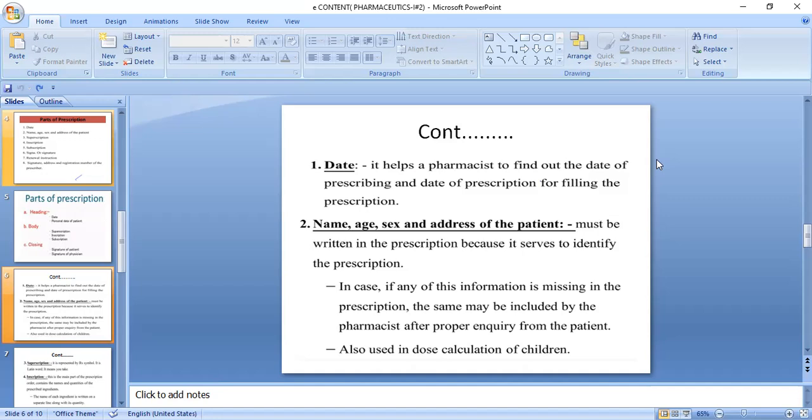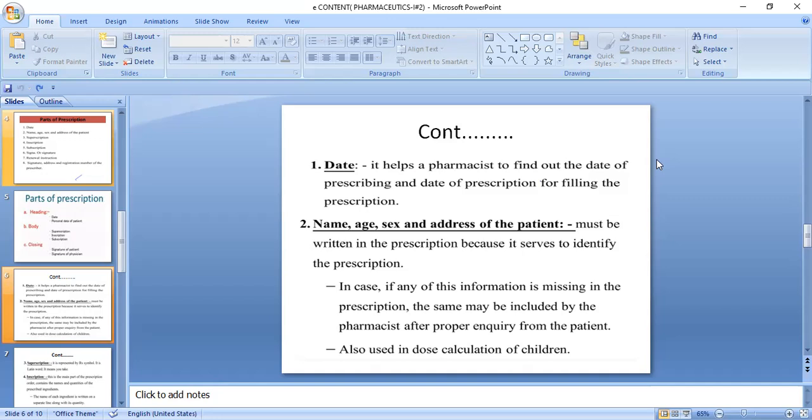So age and gender. Gender is also playing a very important role because in case of male and female, body weight varies, rate of metabolism varies. So gender is also very important. That should be mentioned on the prescription. So that must be written in the prescription because it serves to identify the prescription.